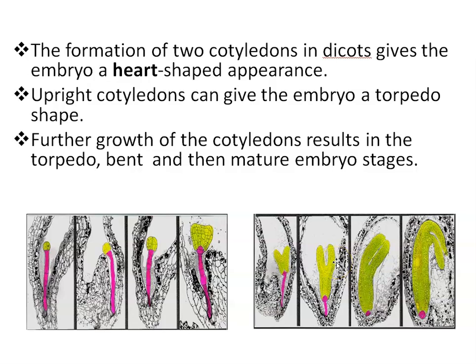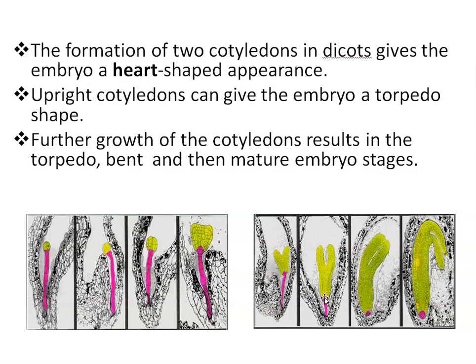So upright cotyledons can give the embryo torpedo shape, and by this point the suspensor is degenerating, you can see here, and the shoot apical meristem here and root apical meristem at this point are established. These meristems will give rise to the adult structure of the plant upon germination.